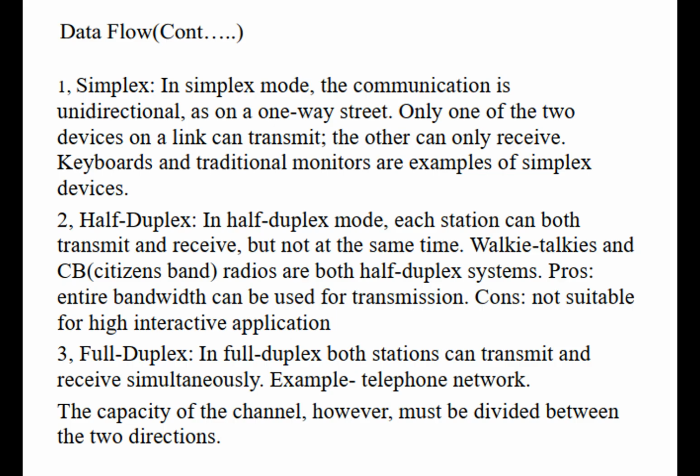2. Half-duplex. In half-duplex mode, each station can both transmit and receive, but not at the same time. Walkie-talkies and CB (Citizens Band) radios are both half-duplex systems. Pros: entire bandwidth can be used for transmission. Cons: not suitable for highly interactive applications. 3. Full duplex. In full duplex both stations can transmit and receive simultaneously. Example: telephone network. The capacity of the channel, however, must be divided between the 2 directions. Data flow, continued.